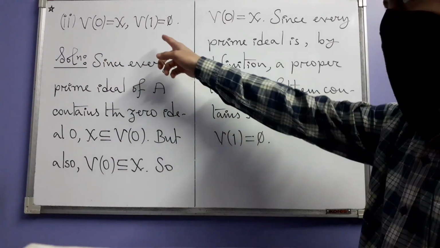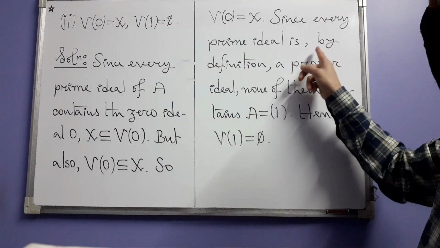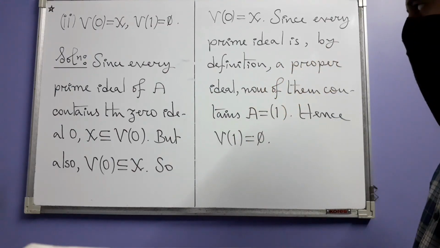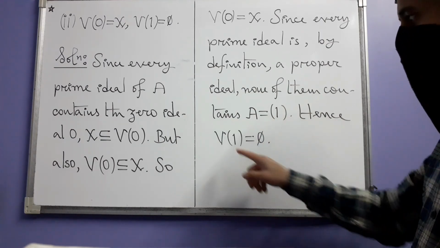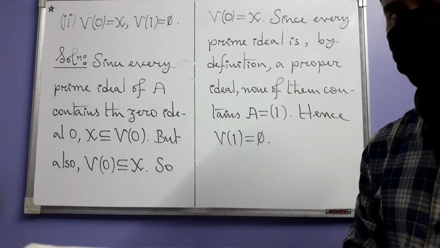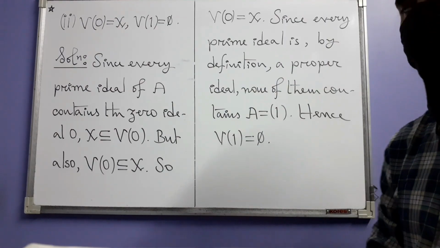And the second one is also as easy to obtain, since every prime ideal is by definition a proper ideal of the ring. So none of them contains the entire ring inside of it. And that is why V of the entire ring remains empty. No such ideal is there which contains it and which is also prime.